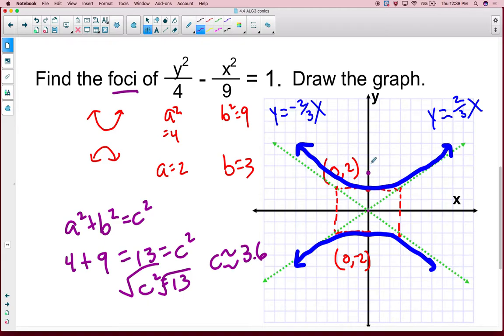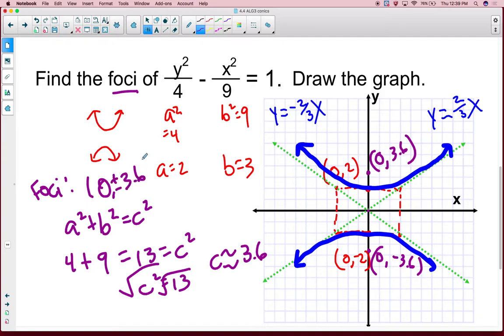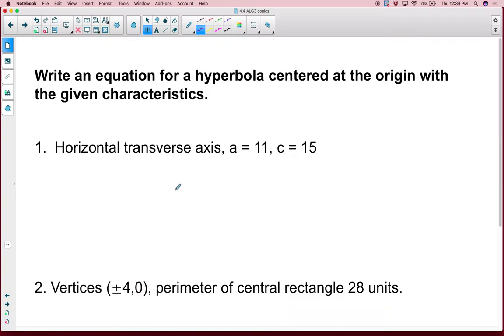So about right here, this is 0, 3.6. And from here down, so right here is 0, negative 3.6. So your foci are going to be 0 plus or minus 3.6. Okay? All right, moving on.